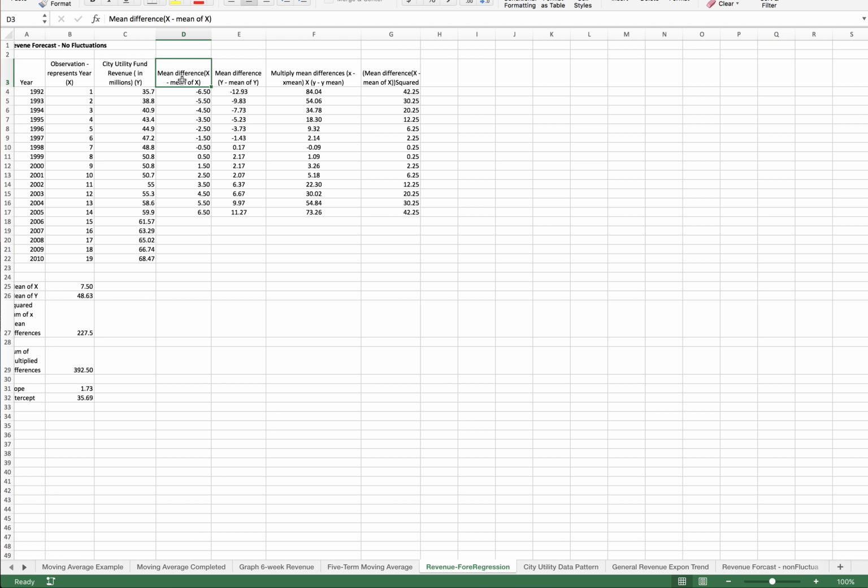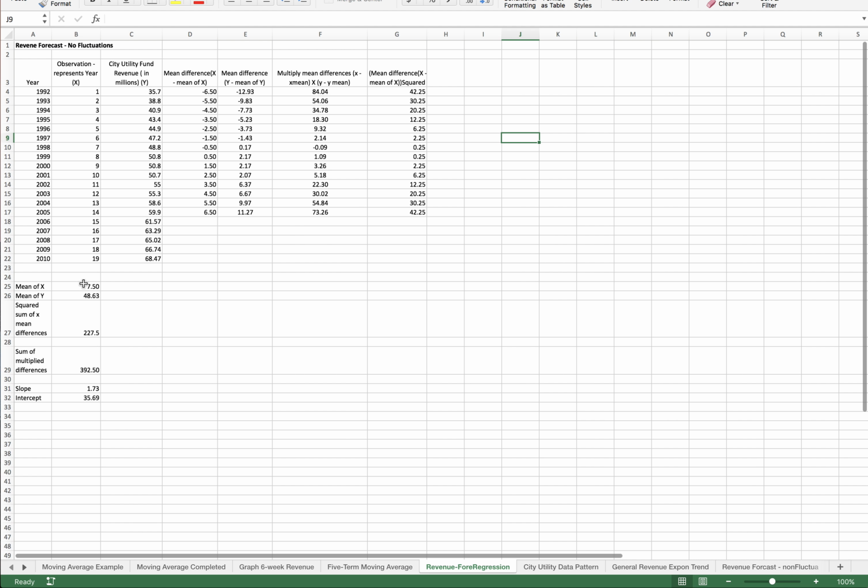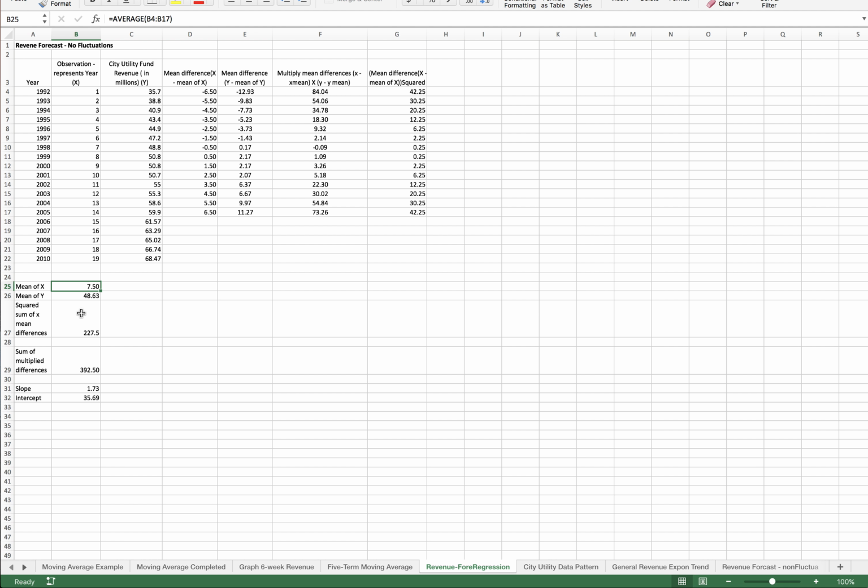And then I have, of course, X minus the mean of X, Y minus the mean of Y. Then I multiply the mean differences. And then I take the mean differences, which is X minus the mean of X, squared. So basically, I just squared this number, and I use all that to come up with my summarization calculations for my regression.